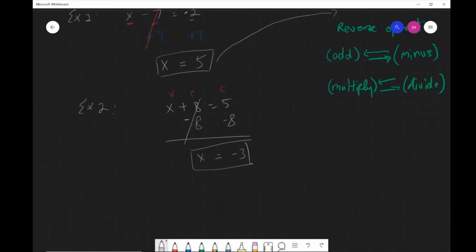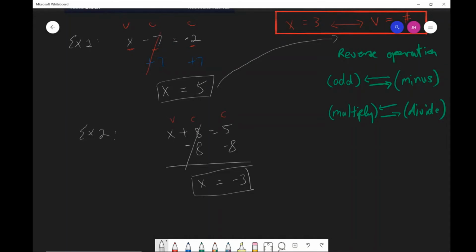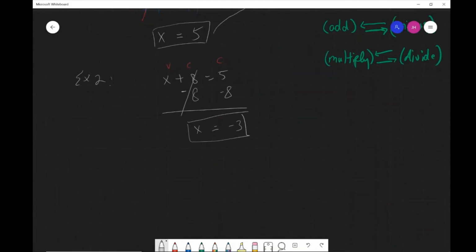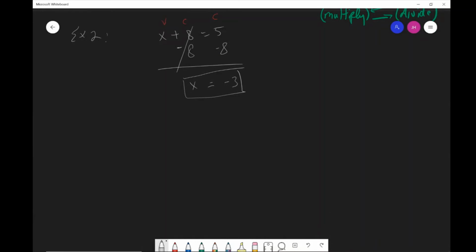Okay, now that I've done the examples of adding and subtracting, let's try some multiplications and divisions. So example number 3, let's say I have 2/3 x equal to 8. Again, I want to reach down to a conclusion of variable equal to constant. So now I have a coefficient of 2/3.